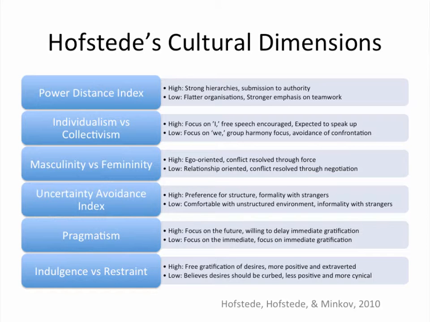In this framework, each individual country is given a unique score in each dimension, based on where their broader culture ranks on the scale. The scales measure things like the strength of hierarchies in a country, individual versus group focus, or ego versus relationship orientation.